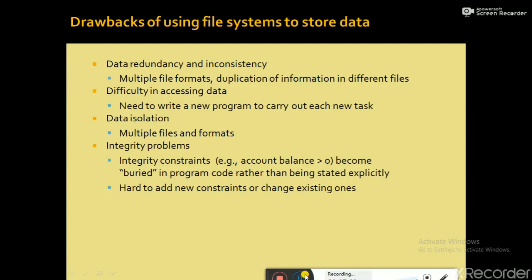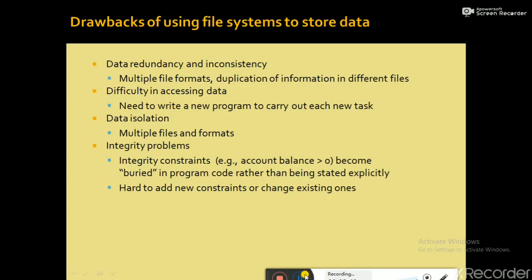Take an example. Suppose we have updated the customer address and the telephone number of a particular customer in the saving account records, but somehow we forget to update the record in the current account records. That means a particular customer's address and telephone number are not the same in all the files. This is known as data inconsistency. So in a normal file processing system, data redundancy and data inconsistency appear so often.